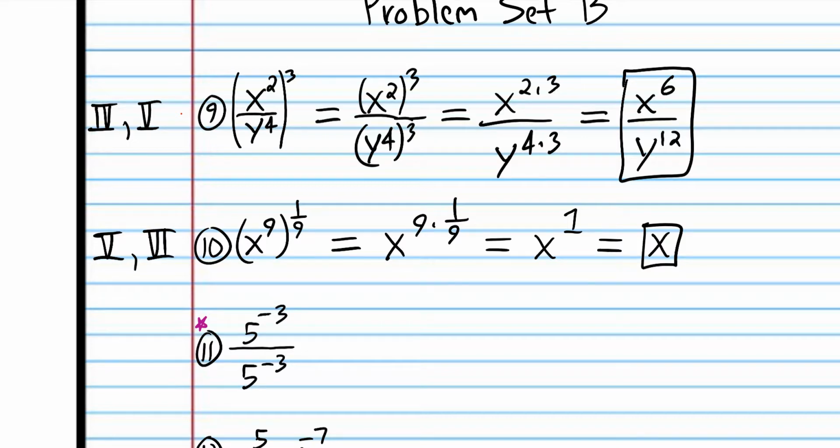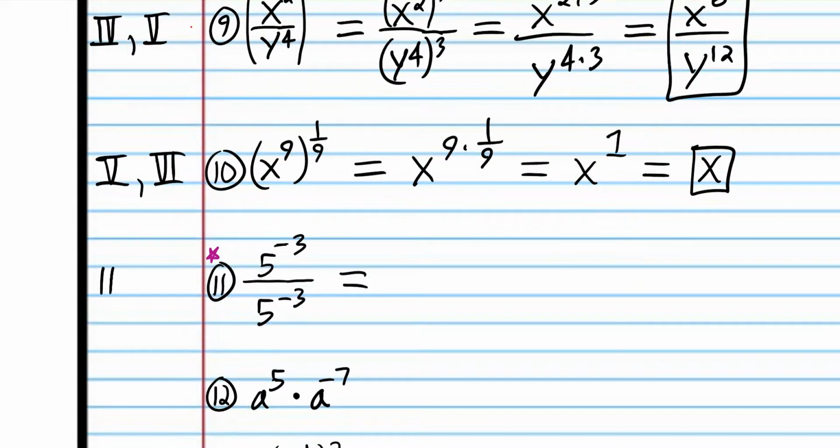Now, the reason that I put a star next to number 11 is that notice that the bases of the powers are 5. And in the previous class, we didn't really have a problem quite like that. We had problems like x to the negative 3 over x to the negative 3. Our bases were mostly letters, variables. So in this problem, our bases are just a normal number, 5, but it works the same way.